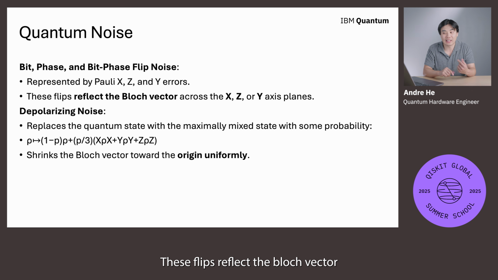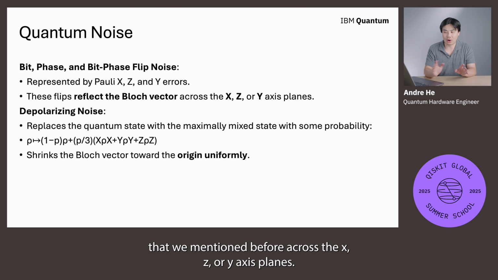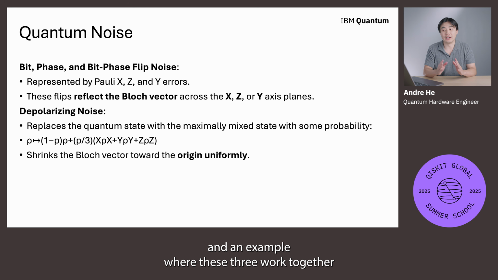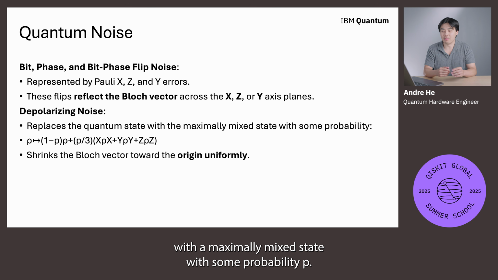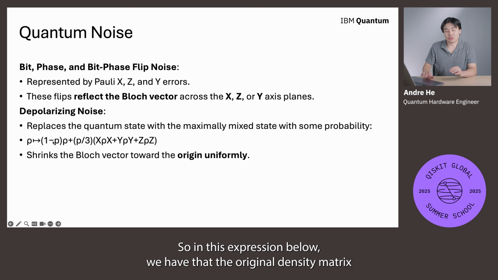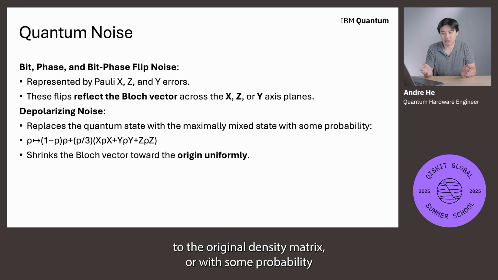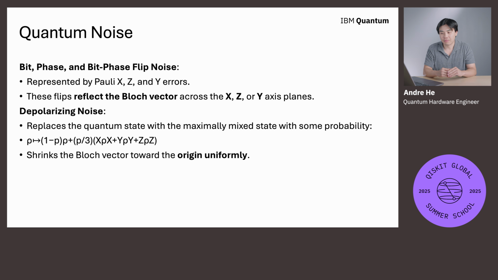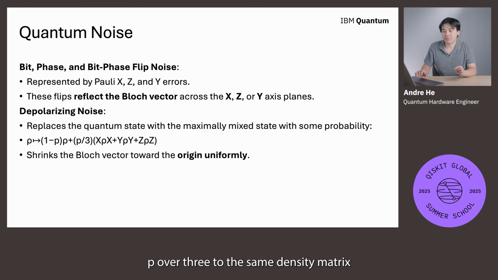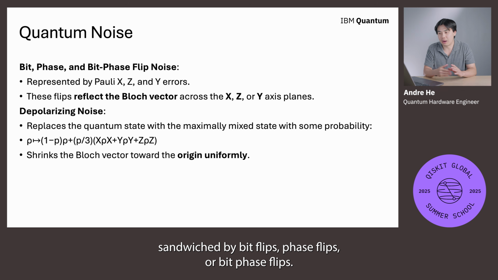These flips reflect the Bloch vector that we mentioned before across the x, z, or y-axis planes. An example where these three work together is depolarizing noise, which replaces the quantum state with a maximally mixed state with some probability p. In the expression below, the original density matrix transforms with probability 1 minus p to the original density matrix, or with probability p over 3 to the same density matrix sandwiched by bit flips, phase flips, or bit phase flips.